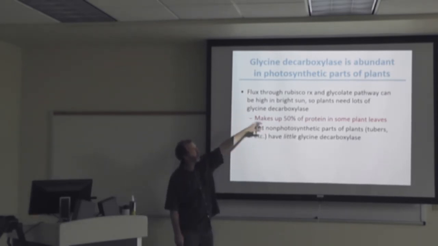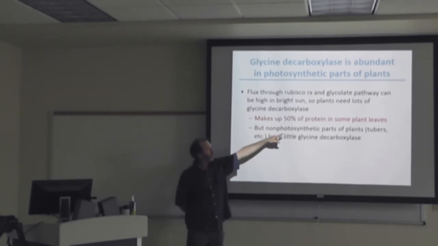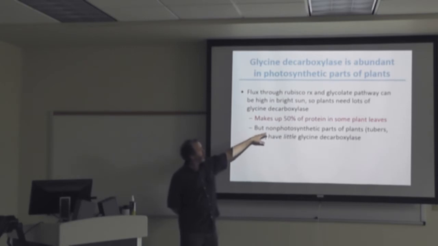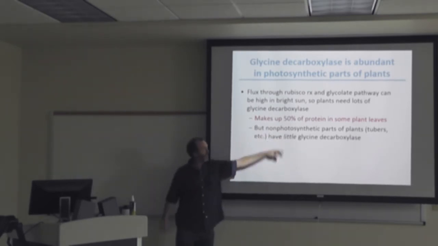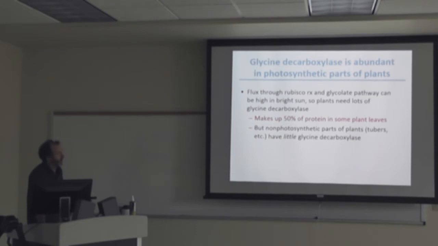the glycolate pathway can be high in bright sun. So plants need lots of the glycine decarboxylase, and it makes up to 50% of the protein in some plant leaves. But non-photosynthetic parts of the plant, such as tubers, have little glycine decarboxylase. So you get that a lot where you have photosynthesis and bright sunlight.